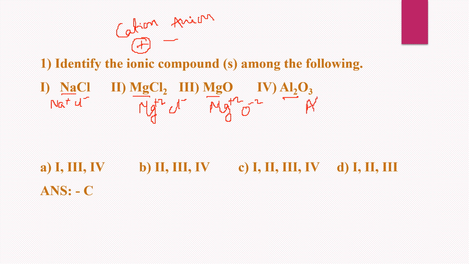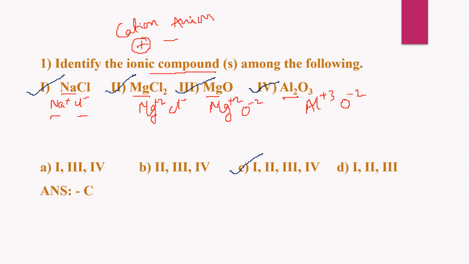Then what about aluminum oxide? Aluminum is plus 3 and oxygen is O minus 2. Then this is also an ionic compound, meaning one is a cation and the other is an anion. So this we can call ionic compounds. So identify the ionic compound among the following. Come on, you tell me. The options are A, B, C, D. The first is an ionic compound, the second is also an ionic compound, the third is also, and the fourth is also an ionic compound. 1, 2, 3, 4 is the right answer.